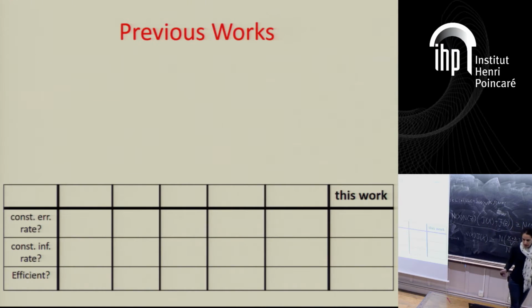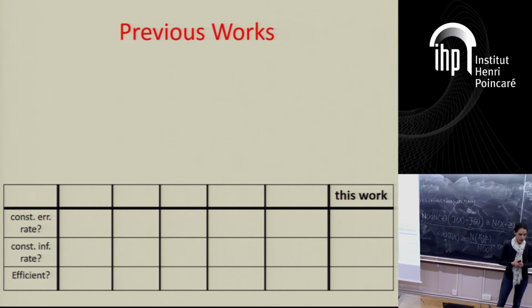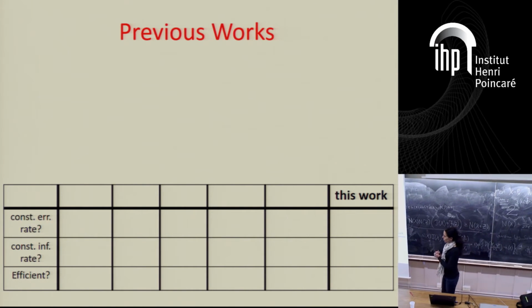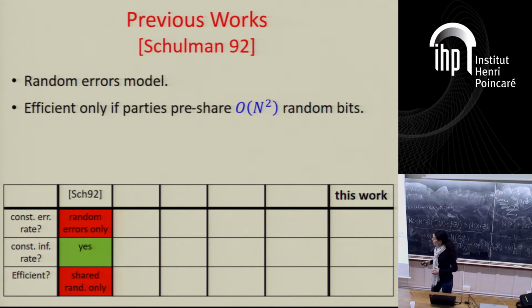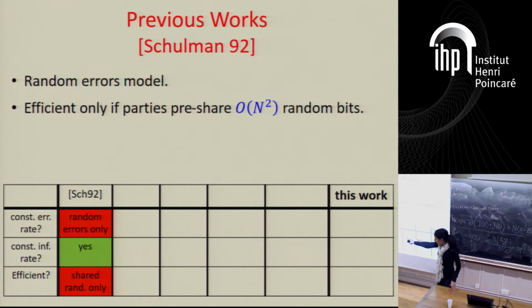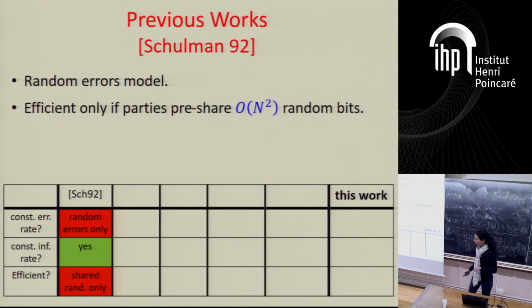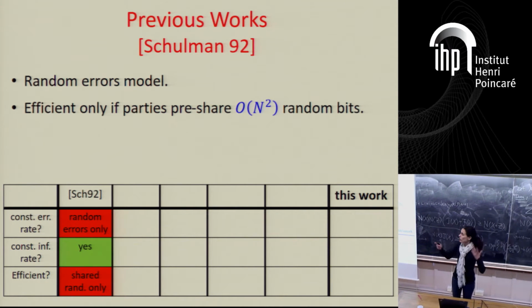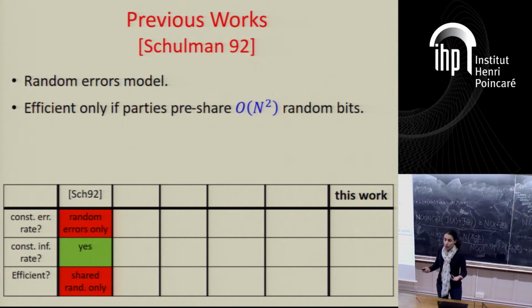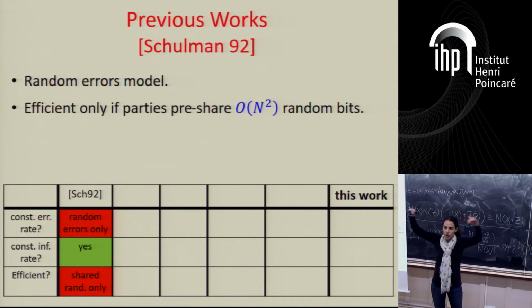Okay, so let me now talk about previous work. There was also a lot of really beautiful work on this topic. So the first work is due to Schulman. That's in the paper where he proposed the problem. And in this work, he considered the random error model, so the stochastic noise. And he did show he got constant blow up in communication. And it was efficient in what's called the random string model, where the parties needed to share a long random string.